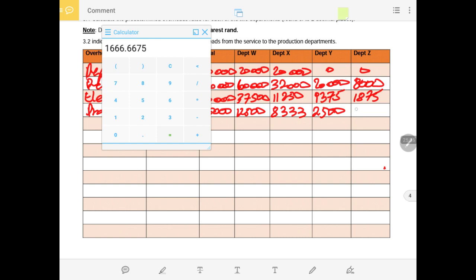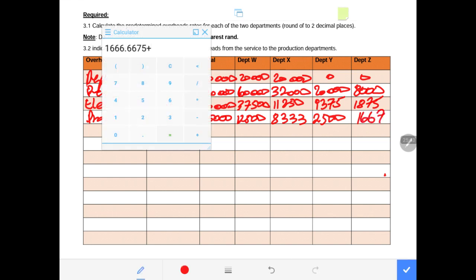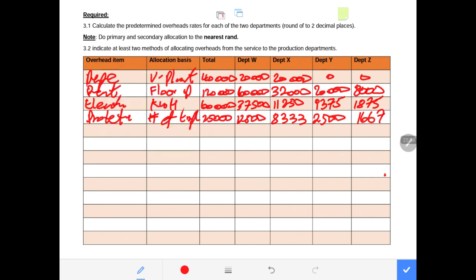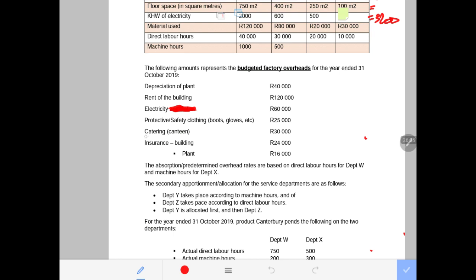Then we get to 1,667. 1,667 plus 8,333, which is 9,999, meaning we have 10,000 in rounding off, plus 12.5 plus 2.5, and this gives us the same 25,000 rands. Now we go to the next cost called overhead, canteen or catering, which is 30,000.